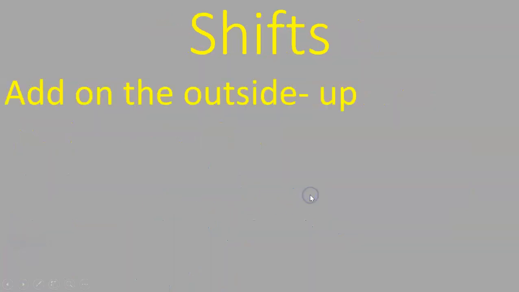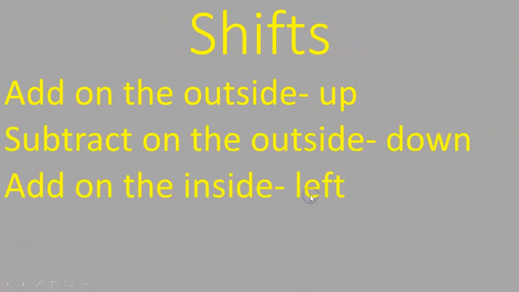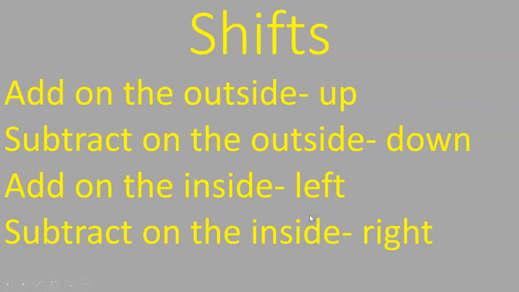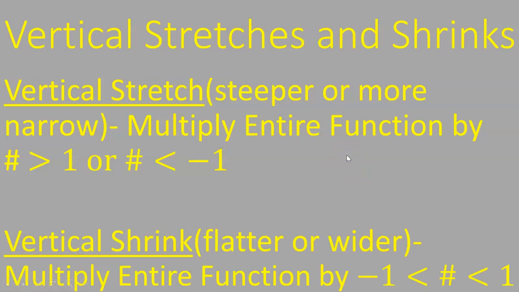Okay, just a quick look at our shifts. Just a reminder, add on the outside, you go up. Subtract on the outside, you go down. Add on the inside, you go left. Subtract on the inside, you go right. I would definitely have that memorized. And then the stretches and shrinks. Stretch would be steeper or more narrow depending on the graph. It's multiply the entire function by a number whose absolute value is greater than 1. And the vertical shrink, flatter or wider, multiply by a number between 1 and negative 1, like 1/2, for example.